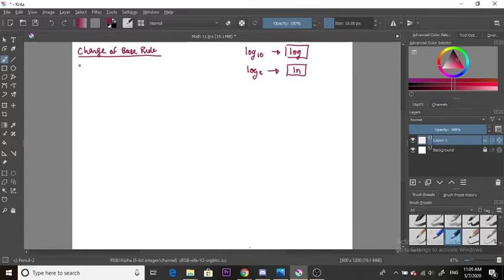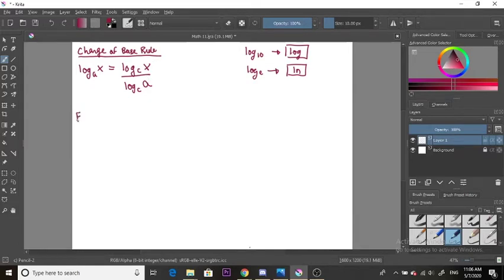So the rule states that if you have a log to a base a of x, you can change it by making a ratio. The ratio would be log of base c, now the c could be either 10 or e, doesn't really matter, of x, divided by log of the same base c of a. So you're taking this base here and you're determining the log of that here.